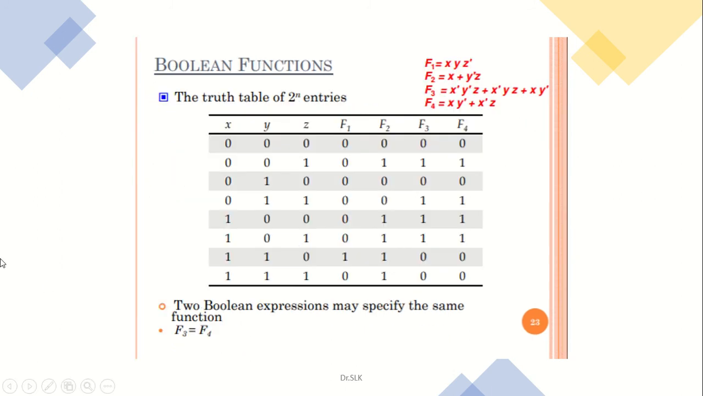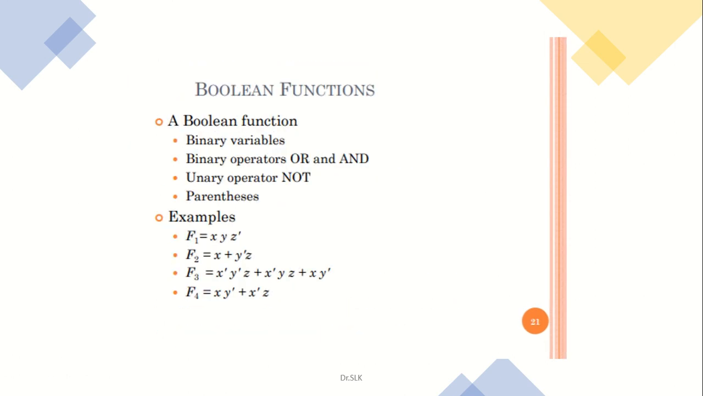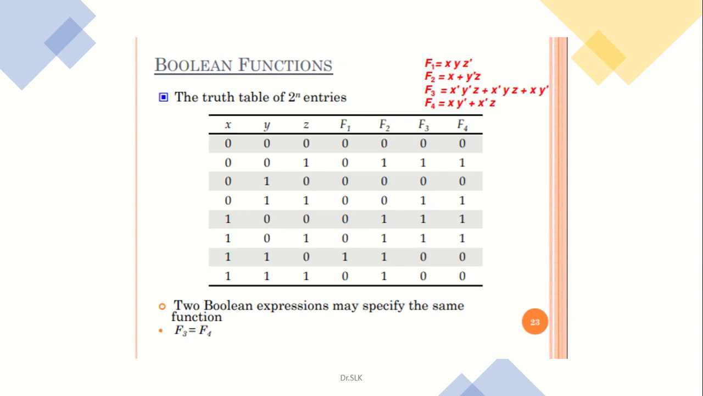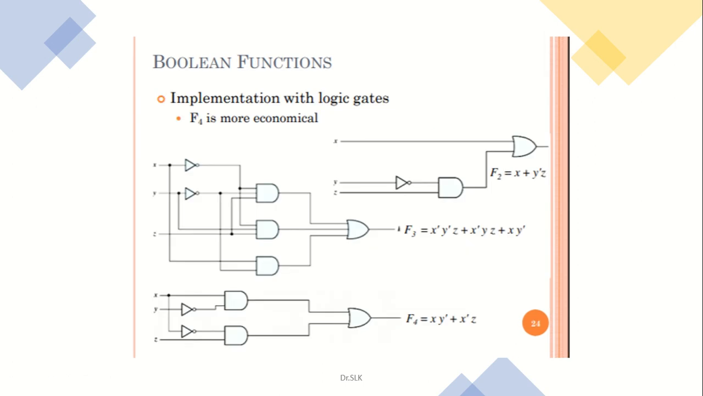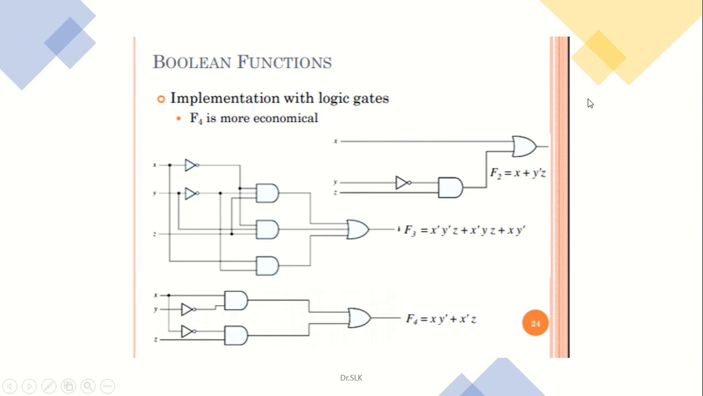And the Boolean functions of the four functions we have seen here, f1, f2, f3 and f4. When you draw the truth table for that, it can be inferred that for f3 and f4 we are getting the same output, such that the two Boolean expressions f3 and f4 are equal. If we are getting the same output, we have to realize it with gates.